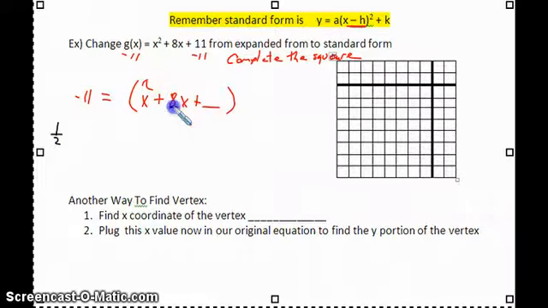In this case, this is my b value, so I take half of 8. I get 4. And then I square that to get 16. So 16 is what I put in the blank here. And to balance out my equation, I can't just put 16 here because then I've changed the problem. I also need to put a blank on this side of the problem and put a 16. So I balance the equation by putting 16 on both sides.